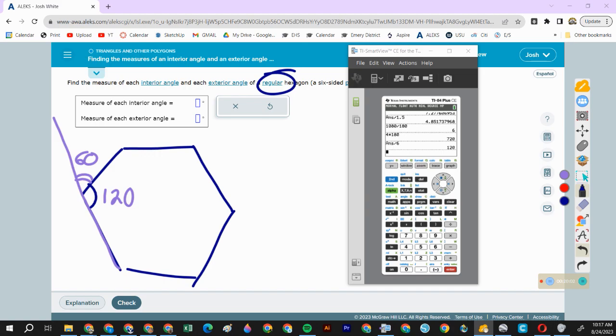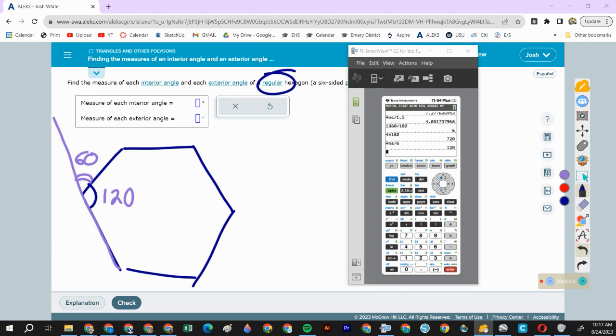So there is a formula for the interior angle of a regular polygon. Number of sides minus 2 times 180 divided by the number of sides. But there's also a formula for the exterior angles, and it's way easier.